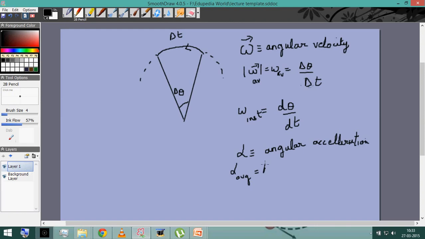And alpha average is change in angular velocity by time. And alpha instantaneous is equal to d omega by dt. Another thing we see, now I'm going to really show you the power of mathematics in science. Why do we choose to represent everything in terms of mathematics? Because we can use similar mathematical structures for completely different physical quantities.